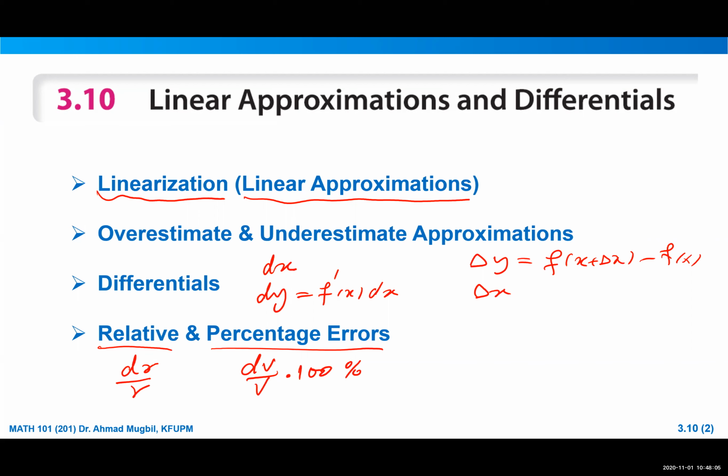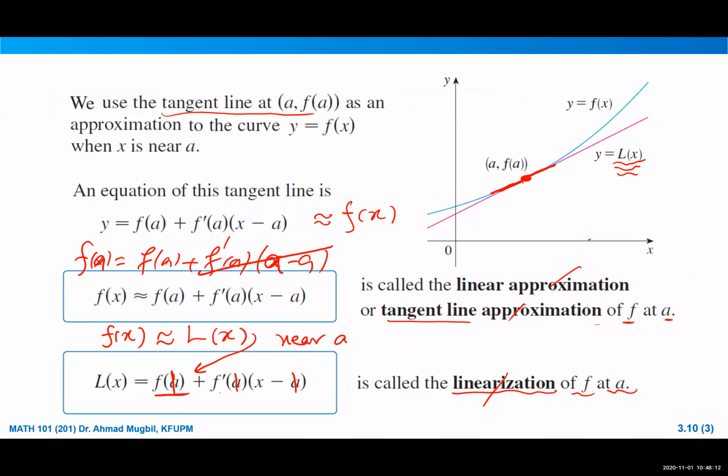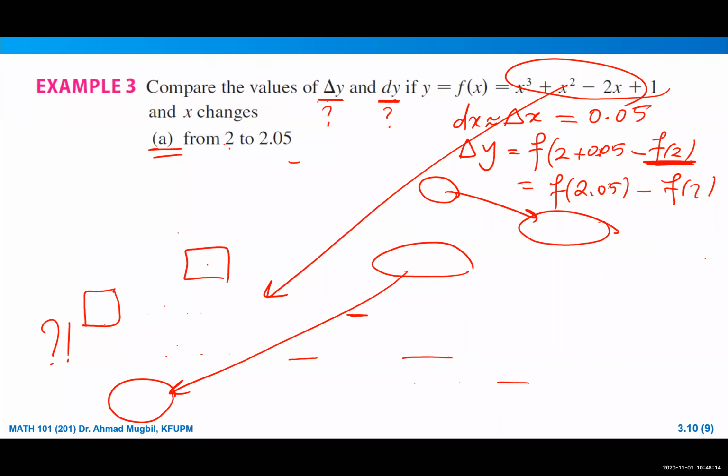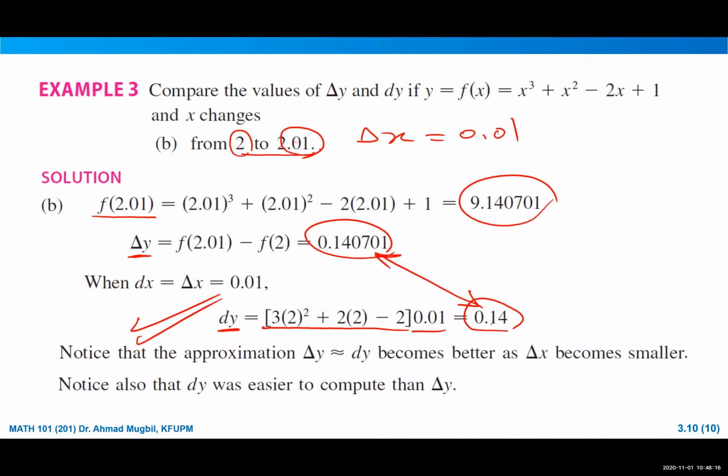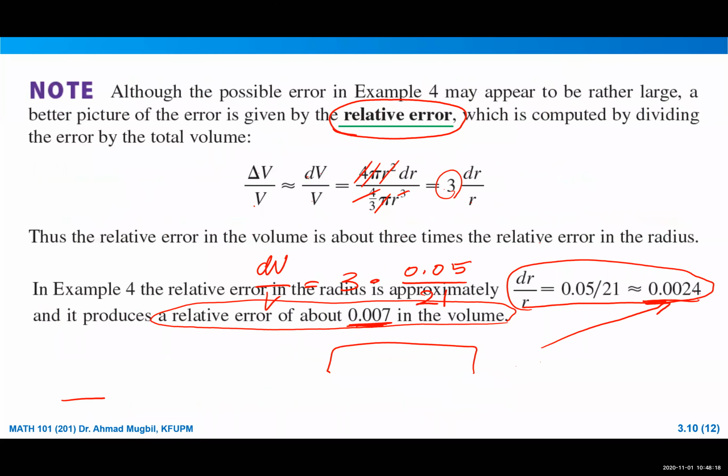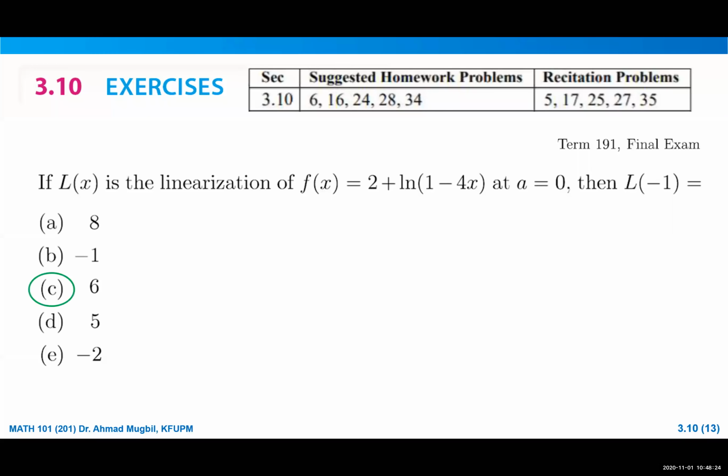Let's go, and if we have time, we have 2 minutes left, let's have a look at the old exam problems. I advise you also to practice the recitation questions and the suggested homework problems. These are suggested homework problems, and these are the recitation suggested problems. Do we have a solution for this? We don't.